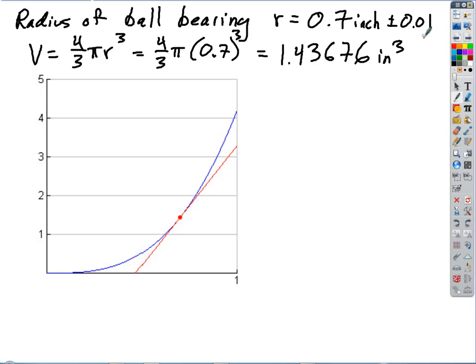And so we want to know then, approximately, what's the propagated error going to be? How much could the volume, based on our measurement error or our manufacturing error in the radius, how much is that going to push the volume up or down? Approximately, okay? Any ideas how we could do that?